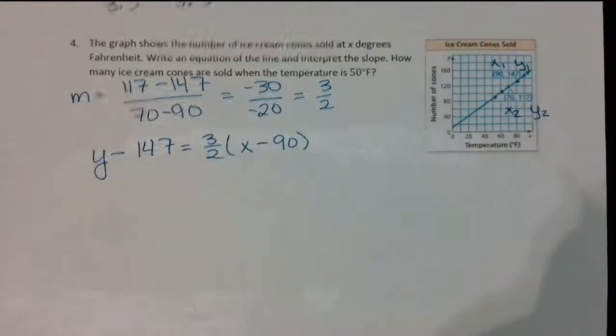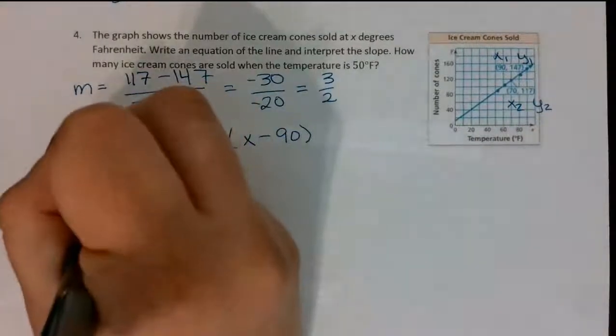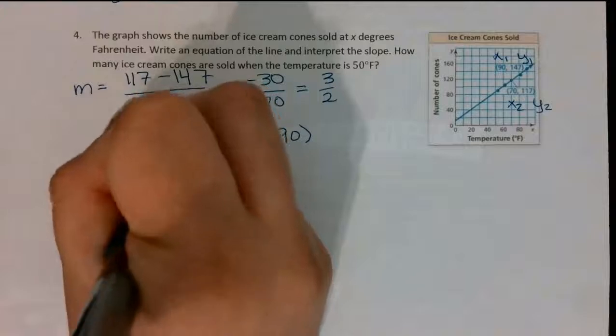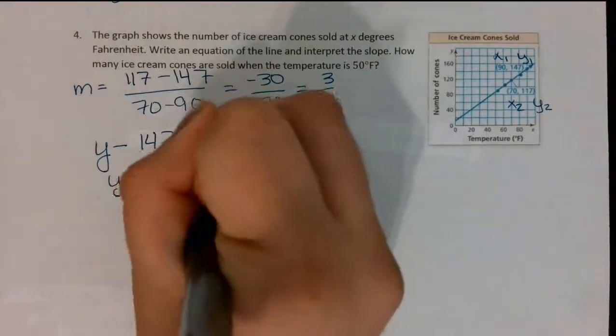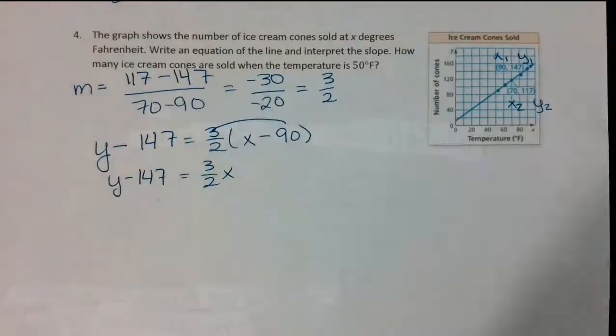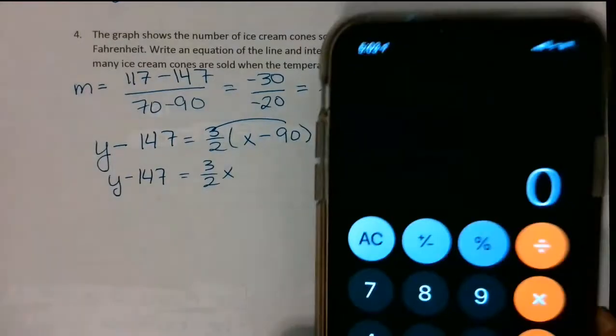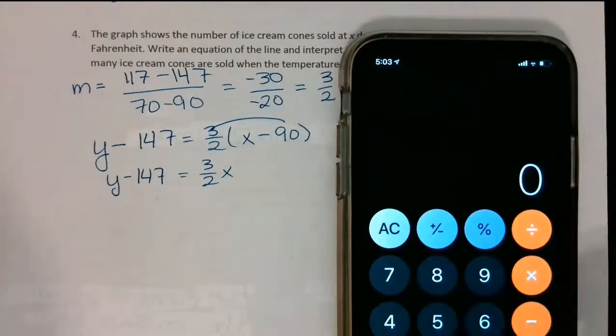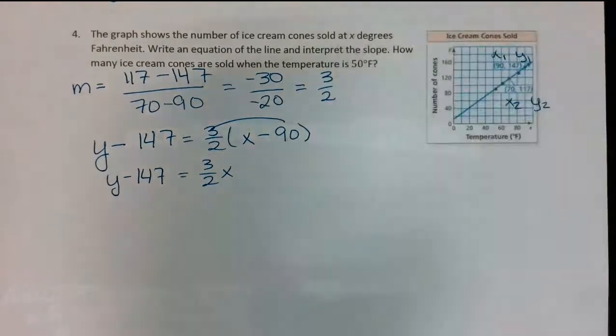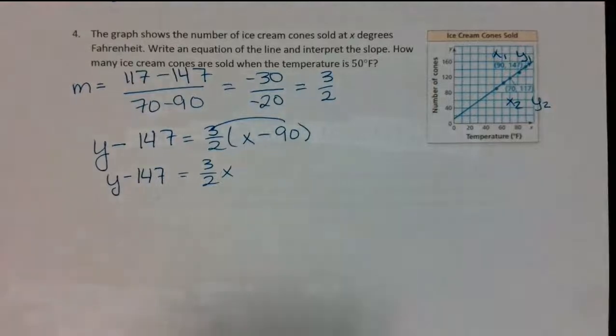Okay. The left side of the equation is going to stay alone for now. So I have y minus 147, and then I'm going to have 3/2 x. I want to distribute 3/2 times 90. So I am going to use my phone. I have 3 divided by 2 times 90, which gives me 135. Remember that this was negative.